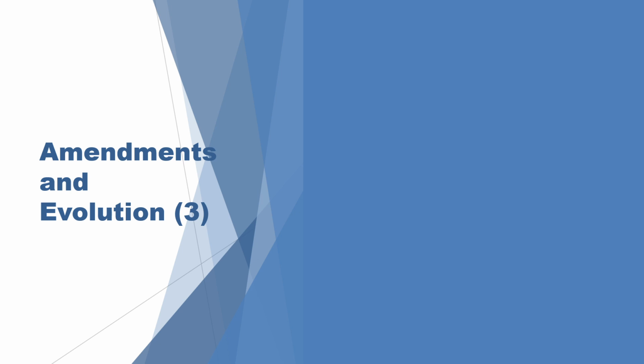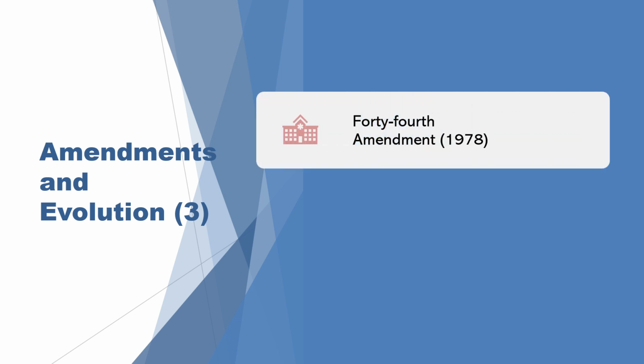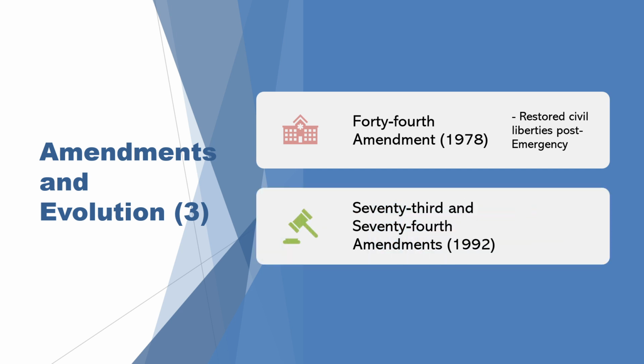Fifth one is 44th Amendment 1978. This amendment restored civil liberties curtailed during the emergency between 1975 and 1977 and ensured the right to property was no longer a fundamental right. Sixth one is 73rd and 74th Amendments 1992. These amendments strengthened local self-government by institutionalizing Panchayat Raj and urban local bodies, ensuring decentralized governance.